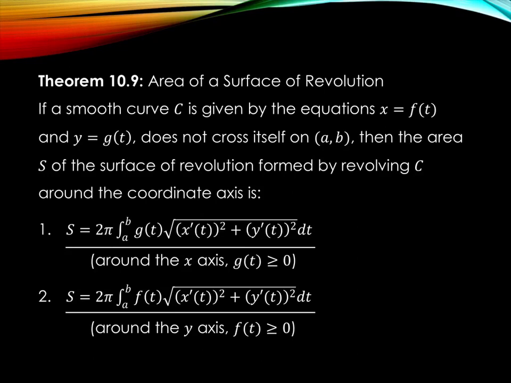And then right after you do all that in Calc 2, you learn about the surface area, and you find out the surface area is actually really easy to calculate, even though the solids of revolution were actually difficult to calculate volume for. So here we're finding the area of a surface of revolution. So we have a smooth curve. It's given by these equations. They don't cross themselves again. So then the area of the surface of revolution is given as follows.